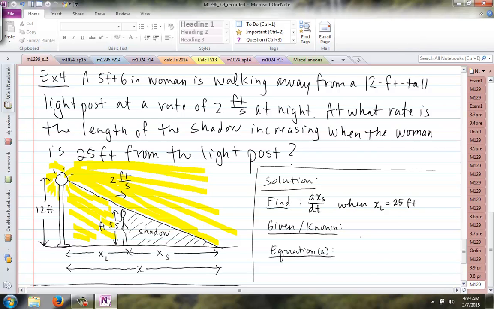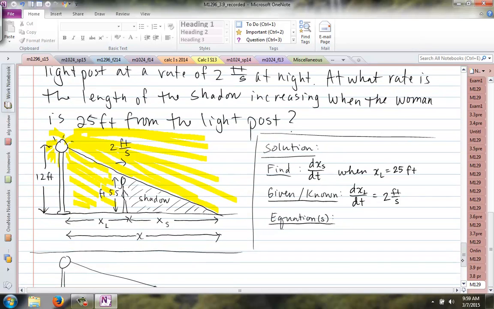So the given known is mostly in the picture, but we should denote what the rate is for 2 feet per second. So it is some sort of length per time, and what we have in the picture here is the rate at which she's moving away from the light post. So that's going to be d x sub l over dt. And that length is increasing, so it's positive 2 feet per second.